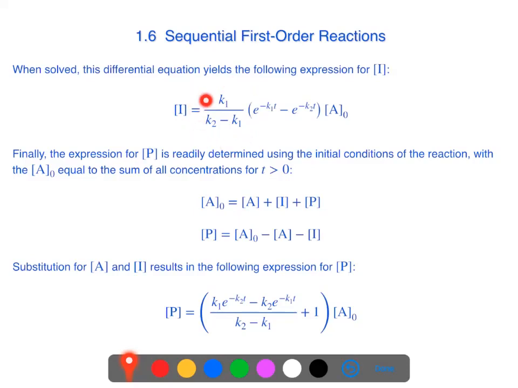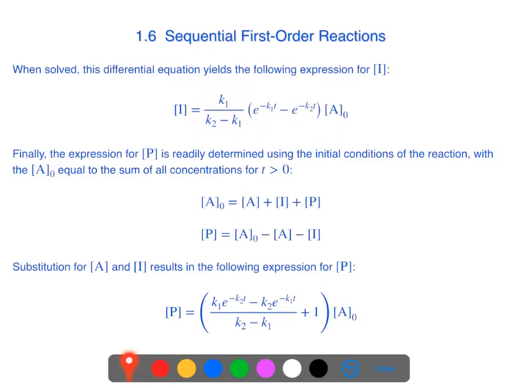quotient of rate constants. That is, it's a quotient that's dependent upon both K1 and, you see in the denominator, K2 minus K1, all multiplied by, in brackets, the difference between two exponential terms, one involving K1 and one involving K2, all multiplied by the initial concentration of A.